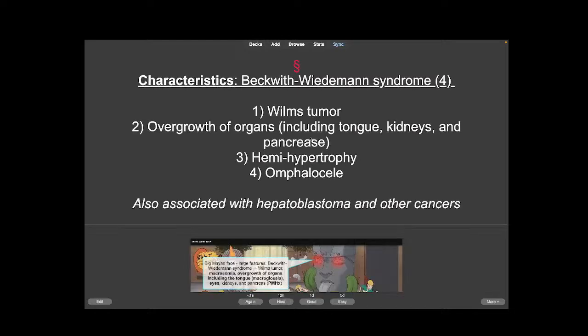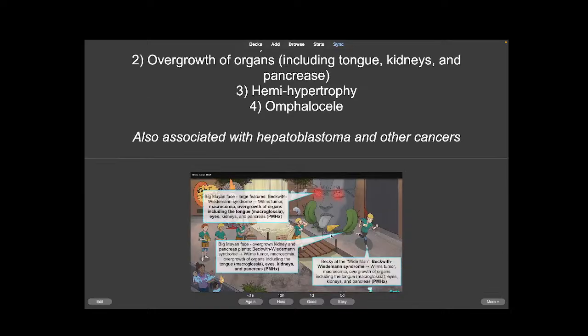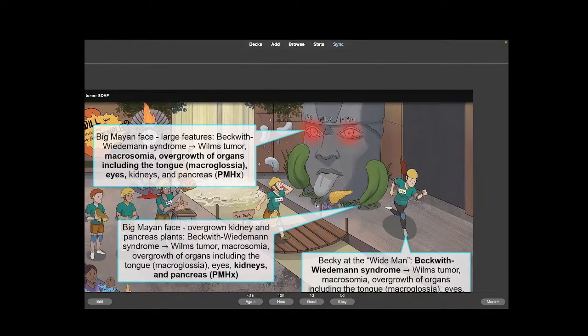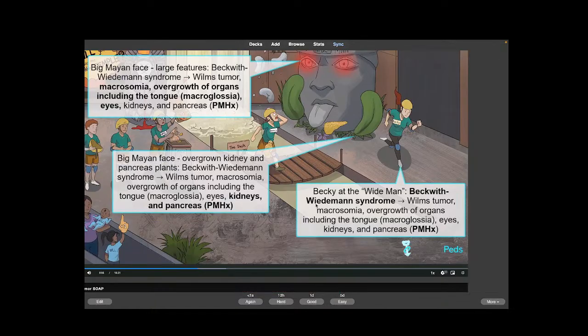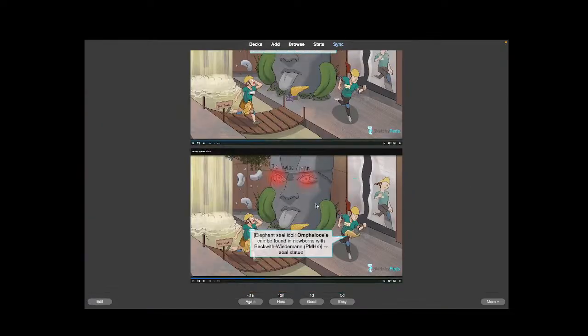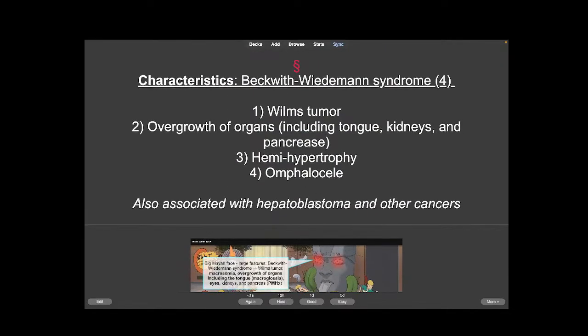Beckwith-Wiedemann syndrome is associated with Wilms tumor. Okay, we have overgrowth of organs, hemihypertrophy, and omphalocele. So how are we going to remember this? So we have macro, what do we have here? Kidneys are enlarged. We have macroglossia, the overgrowth of the tongue. We have the Beckwith-Wiedemann, Becky. Hey, Becky, hemihypertrophy. Omphalocele. Hey, I like this. Beckwith-Wiedemann is kind of sick.